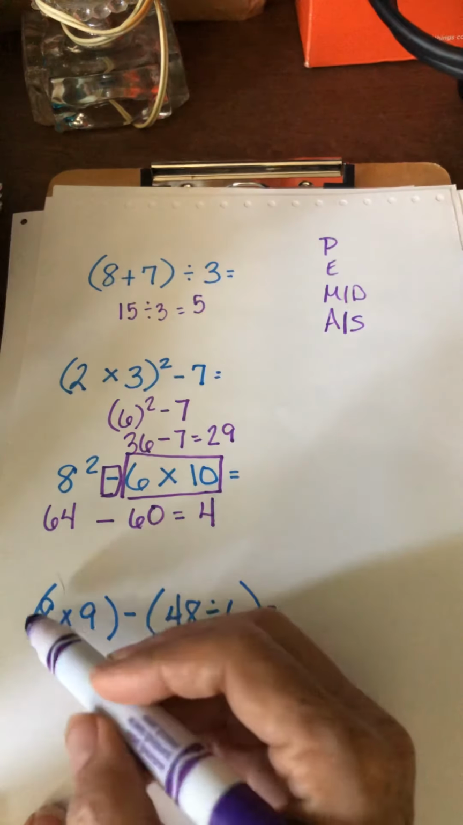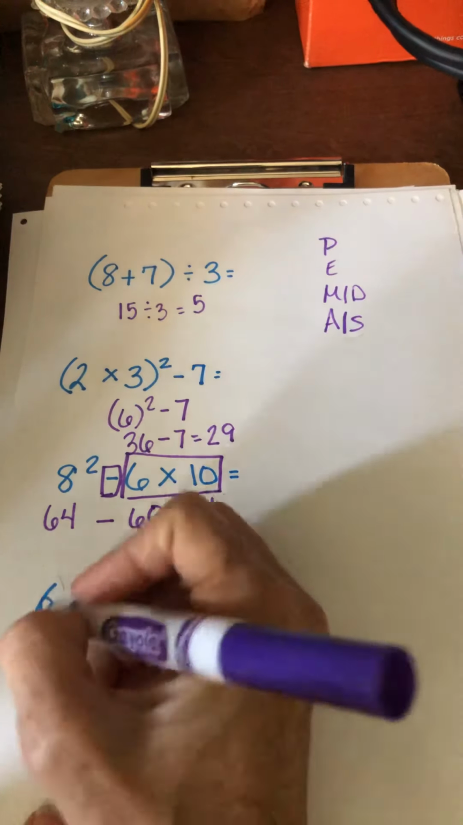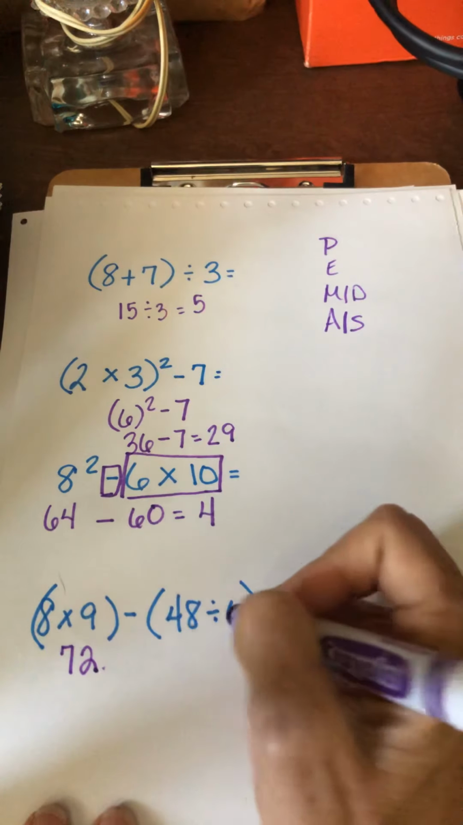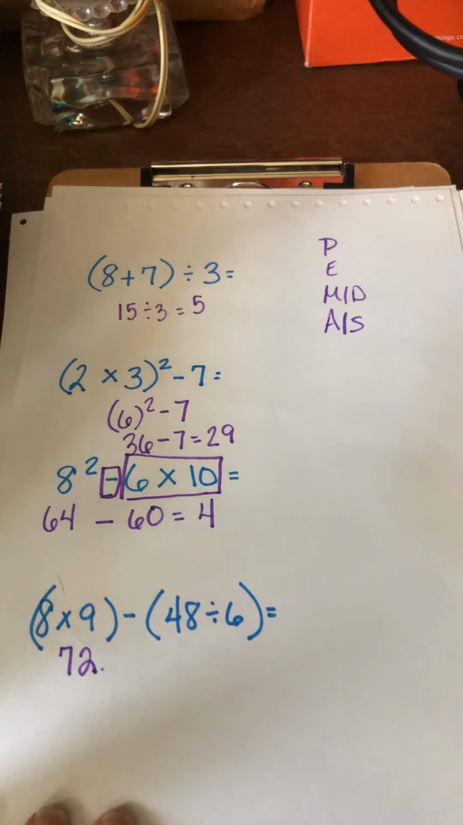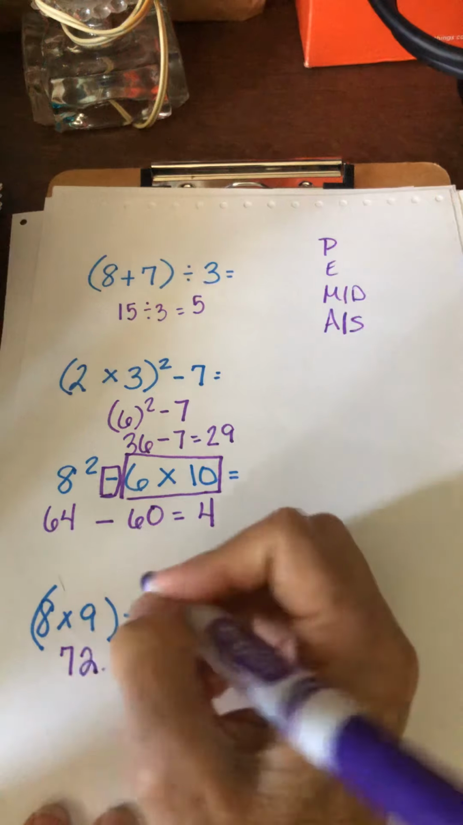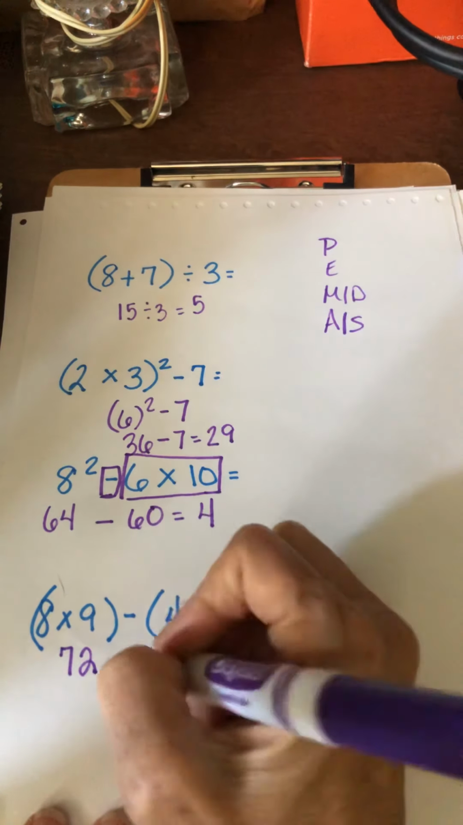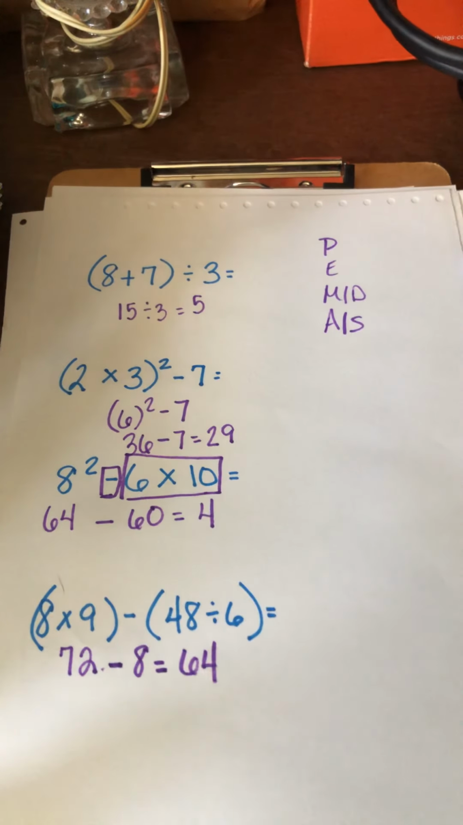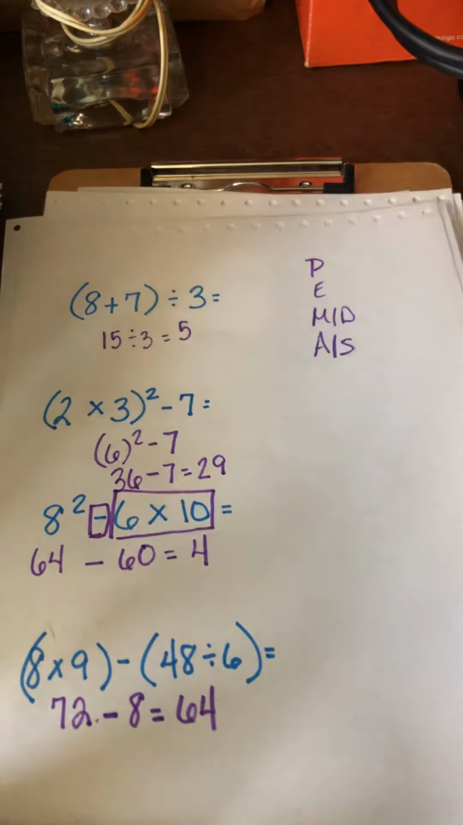Okay, here we go. I've got parentheses, so I need to solve those first. 8 times 9 is 72. 48 divided by 6 is 8. 72 minus 8 is 64. Did I do my math right on that one? I think so. Now, if you didn't understand this, take a moment, look at it, go back and redo it, and then we're going to get a little bit harder, okay?